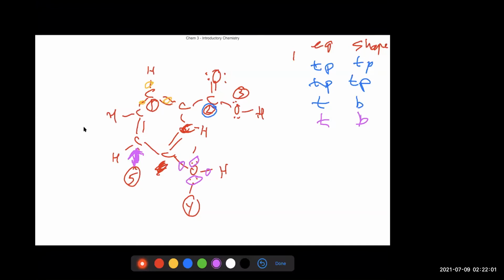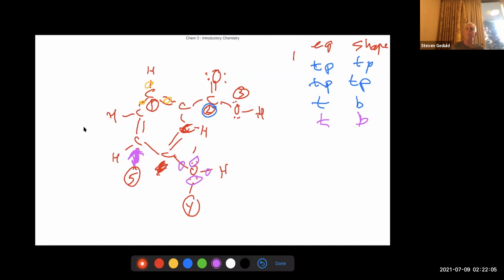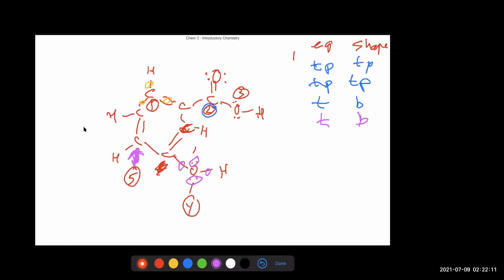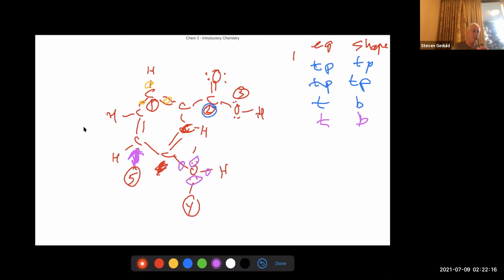Three. Perfect. And what's 3? What's it called? Trigonal pyramidal. Not pyramidal, planar. If there were non-bonding pairs with 3 groups, then it would be trigonal pyramidal. There are no non-bonding pairs, so this would be trigonal planar.